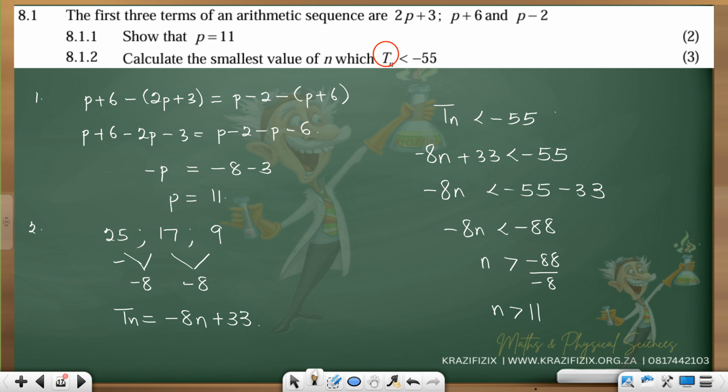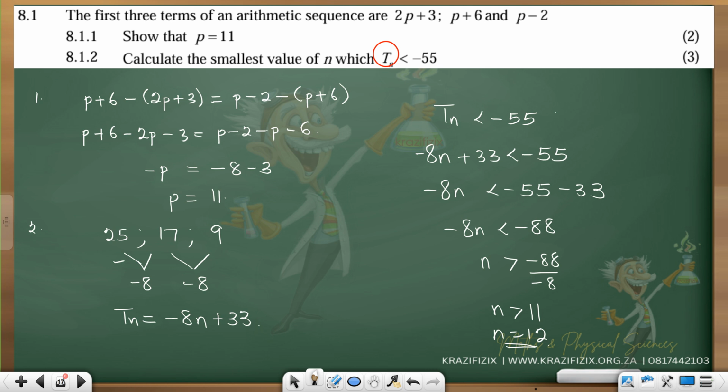Calculate the smallest value of n. What is your smallest value of n? What is the smallest value of n? N is 12. Conclusion at that point is important. N is 12. Are we okay? You can't leave your answer as n is greater than 11. Yes, I saw a thumbs down. Was it Mzimela? I'm not sure. Sir? Yes.